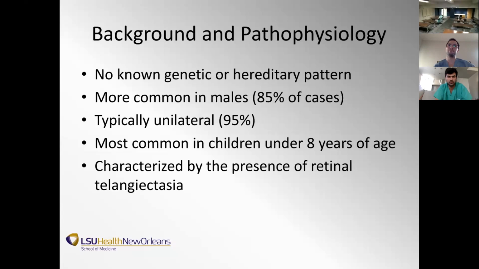So a bit of background on Coats. There's to date no known genetic or hereditary pattern, but it is more common in males, representing about 85% of cases. It's typically unilateral in about 95% of cases. It's most commonly diagnosed in children under 8 years of age, but it still can be found occasionally in adults or older children. And this disease is characterized by the presence of retinal telangiectasia.